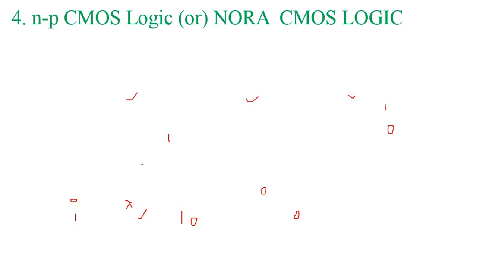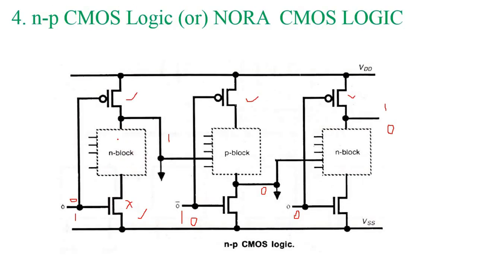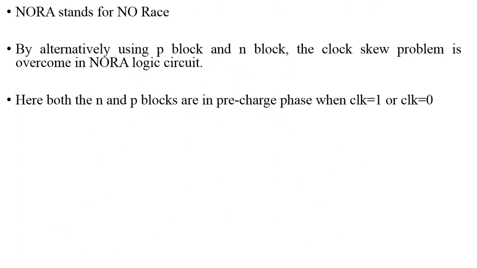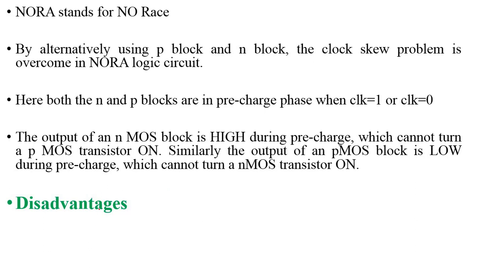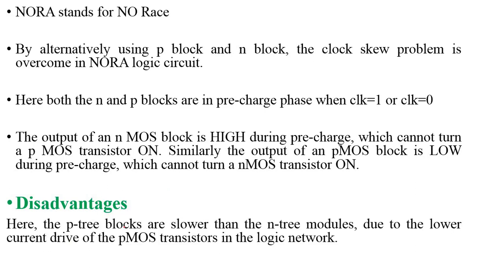So if one block is in the on state, automatically the other is in the off state. So the only disadvantage is that the P-tree block is slower than the N-tree block. We know PMOS devices are slower than NMOS devices due to the lower current drive of the PMOS transistor in the logic network. That is the only problem present in the NORA CMOS logic.